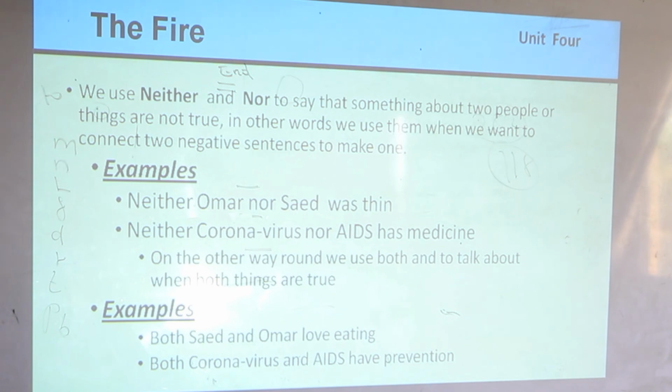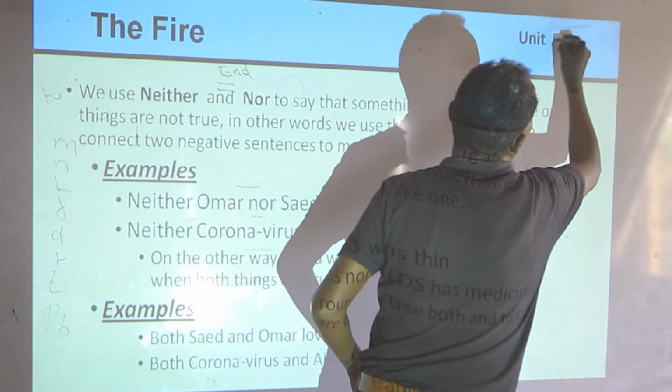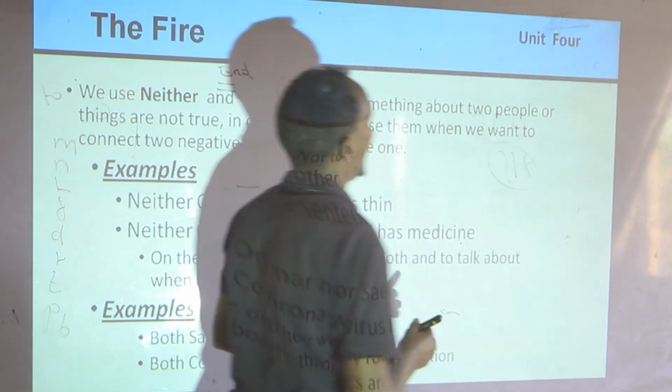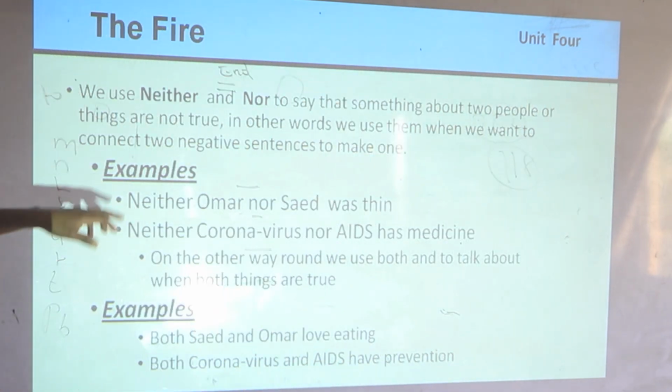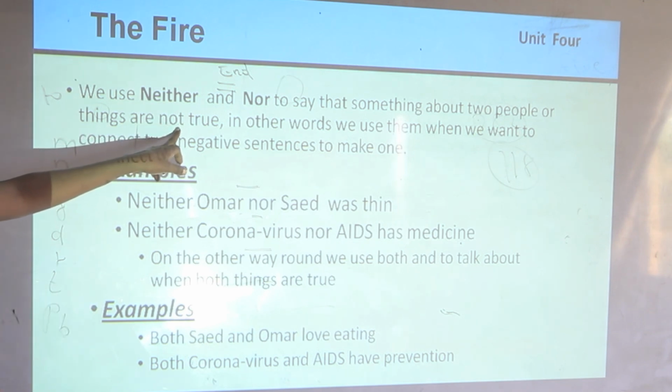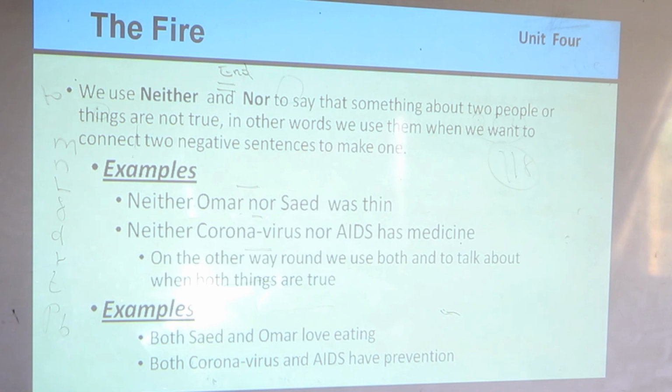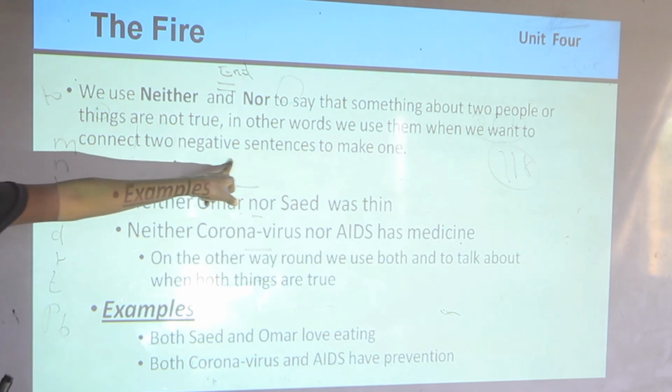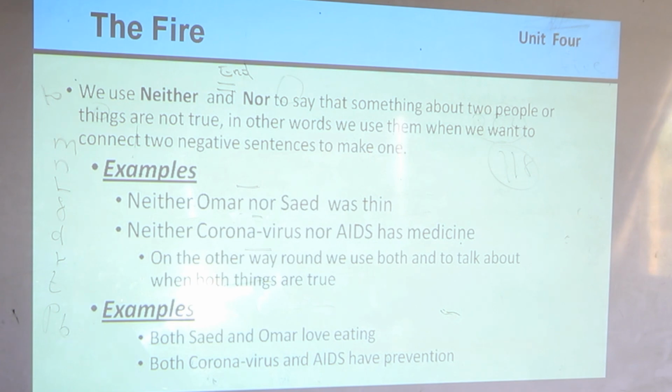And then finally, in our chapter, Unit 5, sorry, Unit 5. We have the use of neither and nor. We use neither and nor to say that something about two people or things is not true. In other words, we use them when we want to connect two negative sentences to make one.